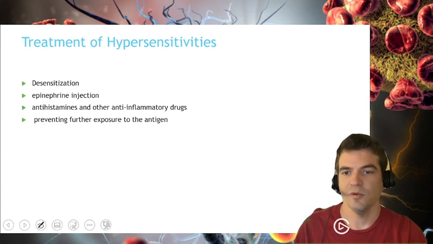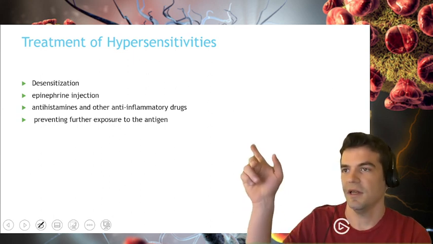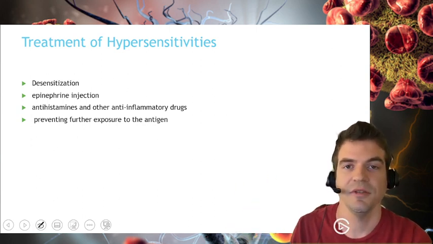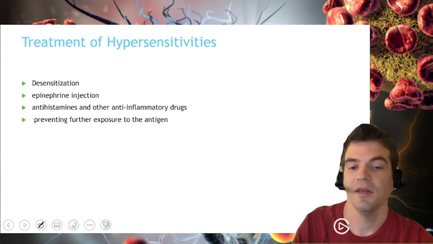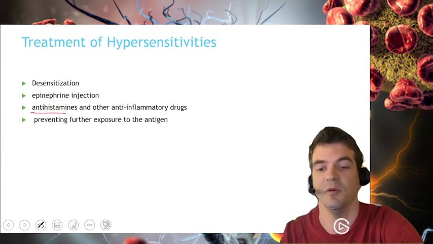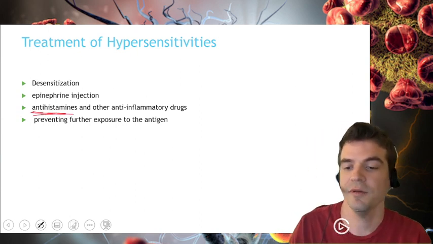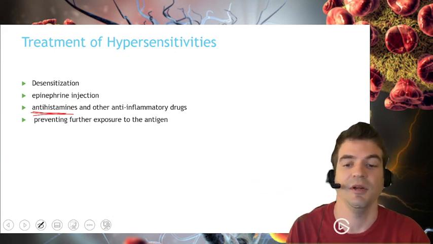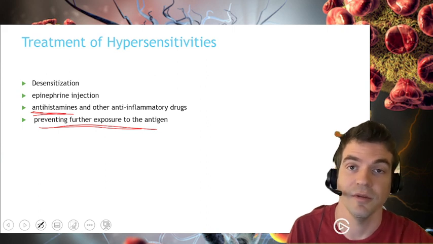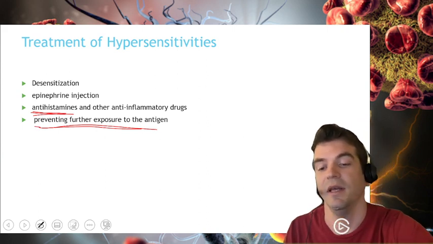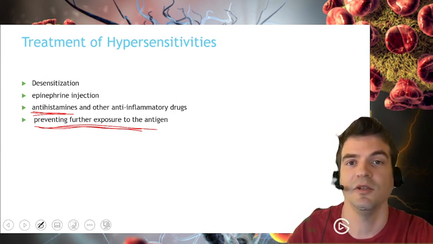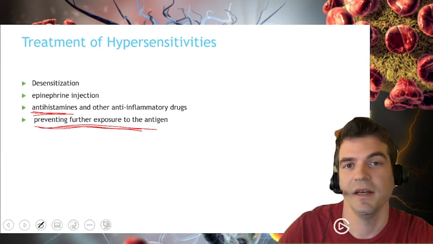Typically, to treat these hypersensitivities, you can get desensitized over time, and you can have an epinephrine injection if you got a bee sting. You can take antihistamines or anti-inflammatory drugs. Antihistamines will help with daily allergies and so forth. And you can even just prevent further exposure. Don't go in the sun so much. Don't go near all those chickens. Don't go near all those mice, and so on and so forth. All right, so those are our hypersensitivities. We'll get into the autoimmune disorders in the next video.